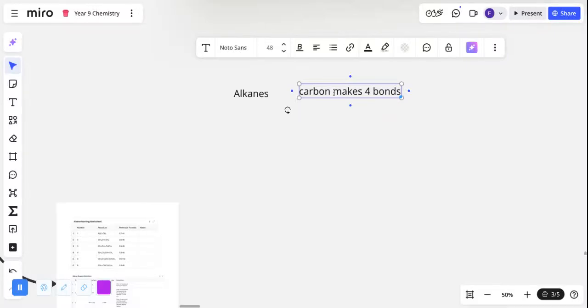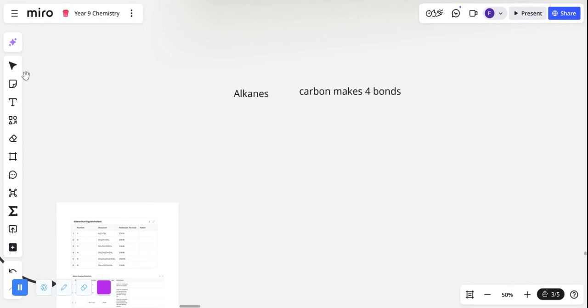Okay, so we'll start with alkanes, the structure of alkanes. And we'll go through alkanes, alkenes, alcohols, and then carboxylic acids. That's a lot of work, so I'm going to try not to talk for too long because we've done a lot of this.